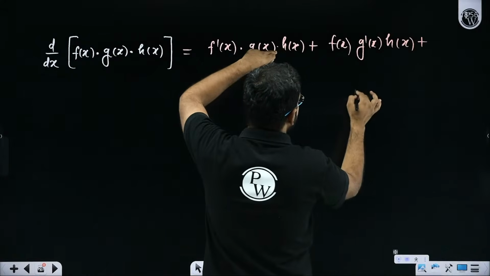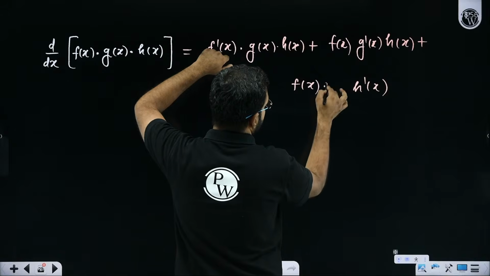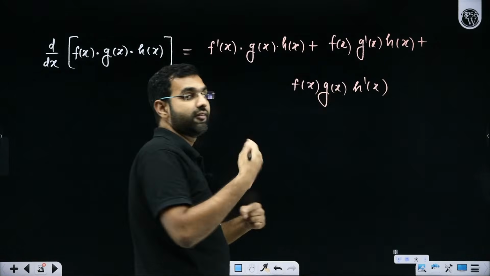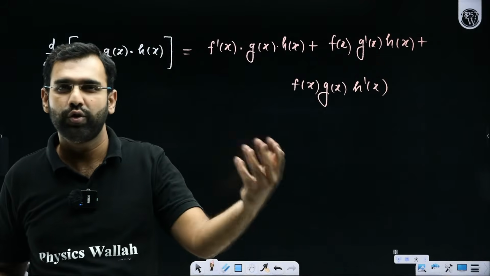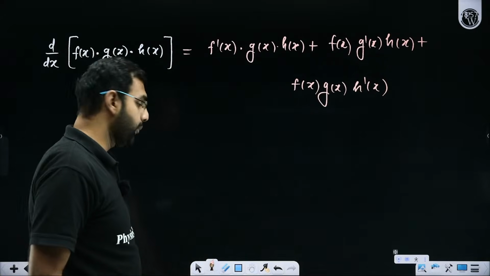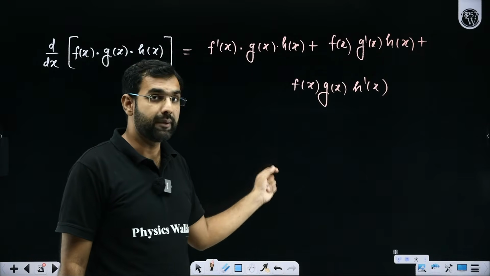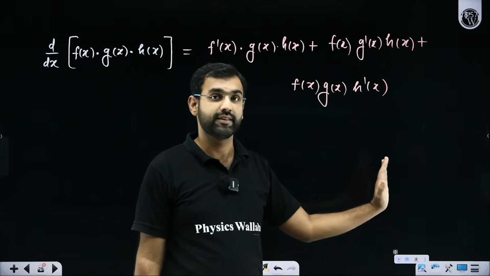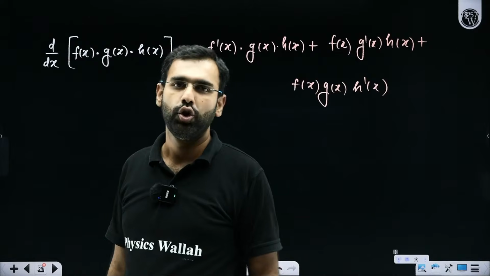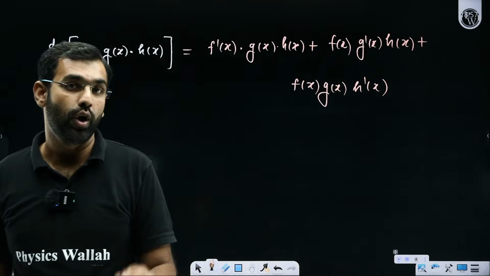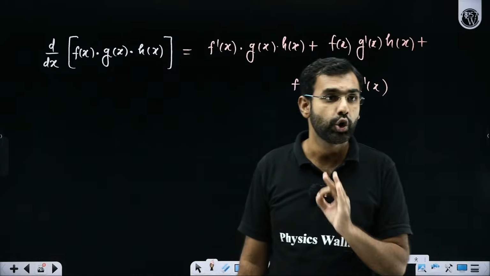Plus differentiate the third function, keep the other two intact. So are you developing the modus operandi, the standard operating procedure for 4, 5 or 6, 7 functions? Even if I give you a product of 7 functions, differentiate first, keep the other 6 same, plus differentiate second, keep the other 6 same, plus differentiate third, keep the remaining ones same, and that's how you write the derivative of a product of a certain number of functions. Let me know in the comments, did you all get this?